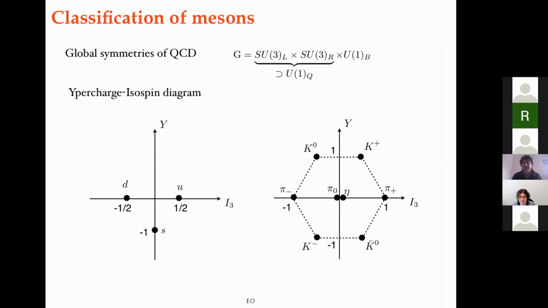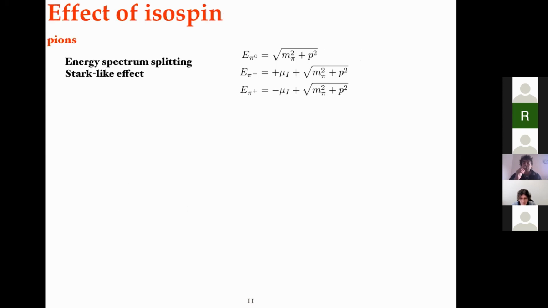We can classify kaons, pions, and the eta. This is the octet and the singlet. They have very precise values of strangeness or hypercharge and isospin. Just using this information, we know that pions have an isospin charge, so their energy should be shifted with the Zeeman, or better, Stark-like effect, by a quantity proportional to mu I.